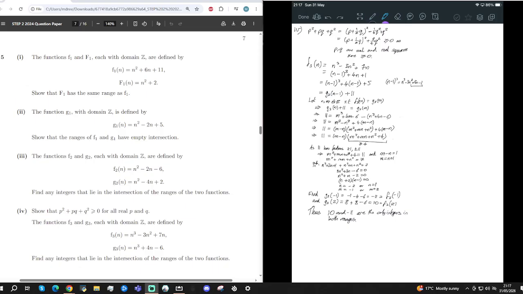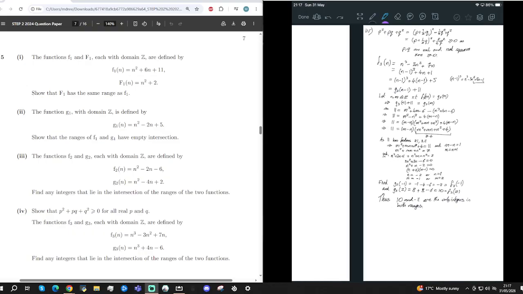But it's really useful in these hard step questions to take whatever hint the question is giving you and to run with it. All right.